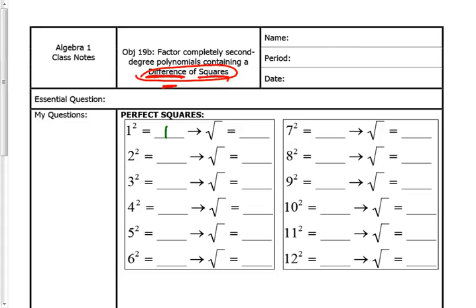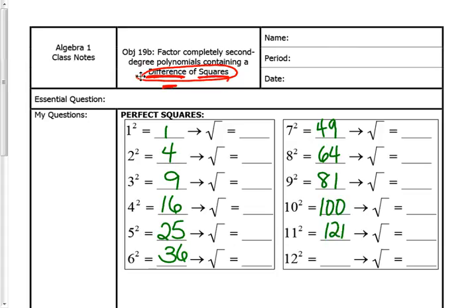1 squared is 1, 2 squared is 4, 3 squared is 9, 16, 25, 36. 7 squared is 49, 64 for 8, 81 for 9, 100 for 10, 121, and 144. I'm going to go ahead and add in 13 squared as well. 13 squared is 169. So it's a good idea to start memorizing these by heart, because that'll help you figure out how to factor something as well.